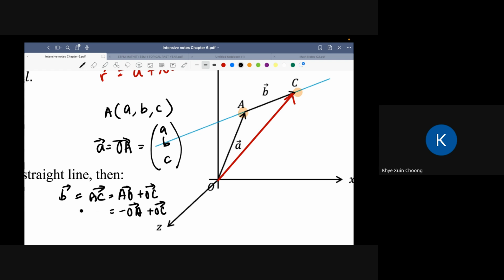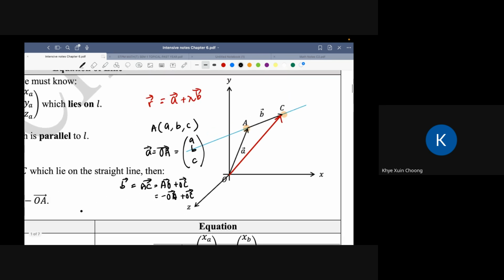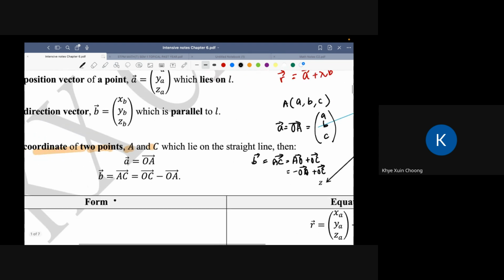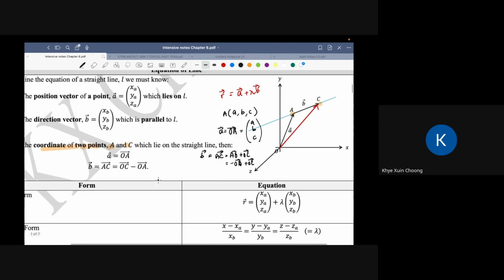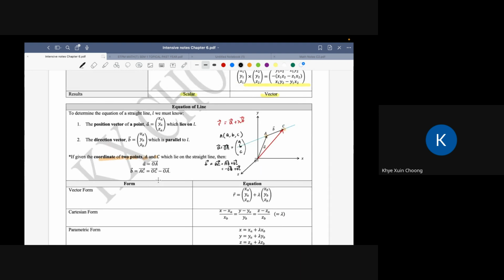So if they directly give you A and B, then it's the best. If they directly give you the position vector and the direction vector, it's the best. But if they didn't, and they give you the coordinates of 2 points, then you need to do some modification to get the A and B vectors. Okay, so let's say today you get your vector A and vector B.